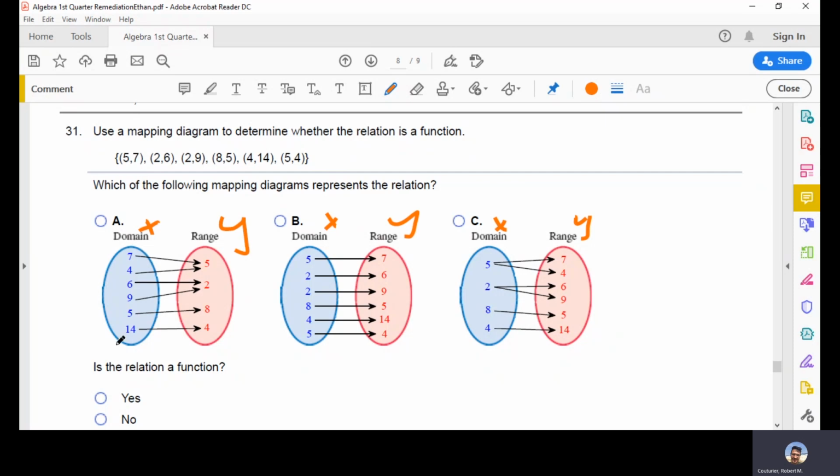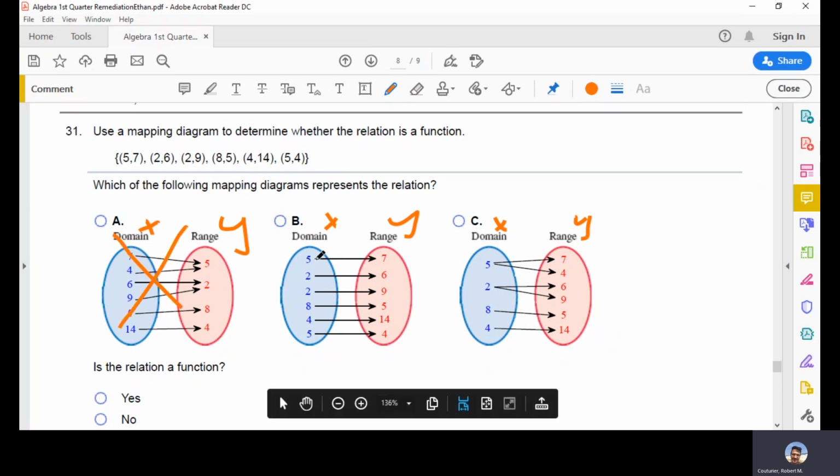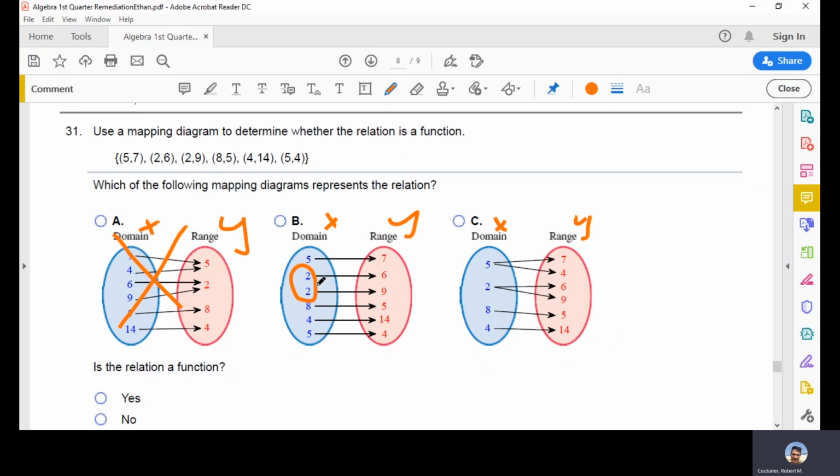So 5, is 5 in this one? Yes. 2, is 2 in this one? No. Not that answer. 5 in this one? Yes. Is 2? Yes. Notice, look what they just did here. They duplicated our 2's. While all these are right, they have all the numbers right, we don't duplicate 2's, and we do it for a reason. So it's not this one.